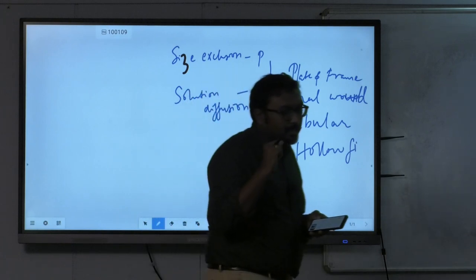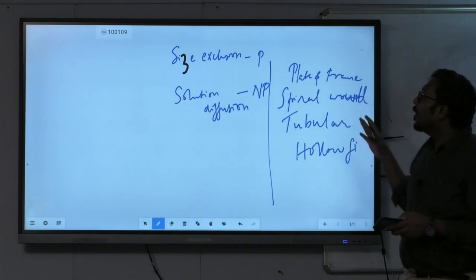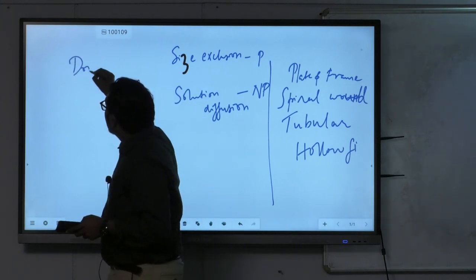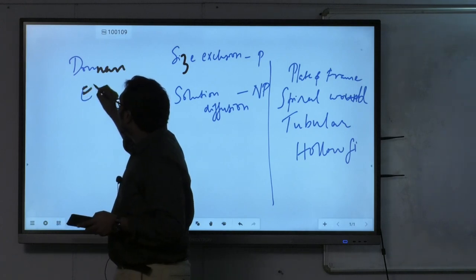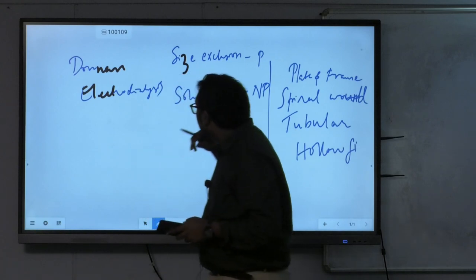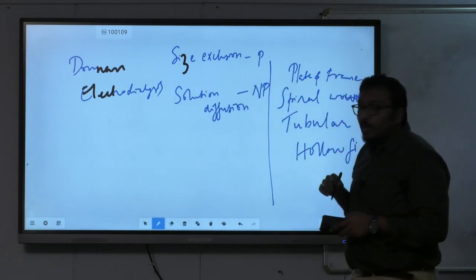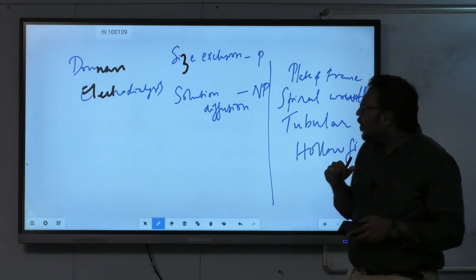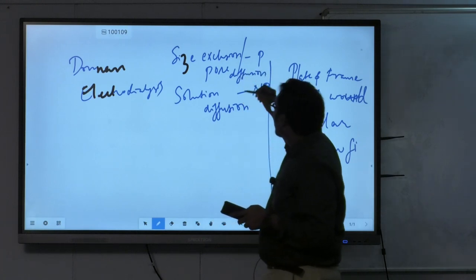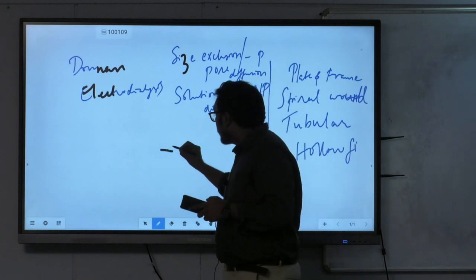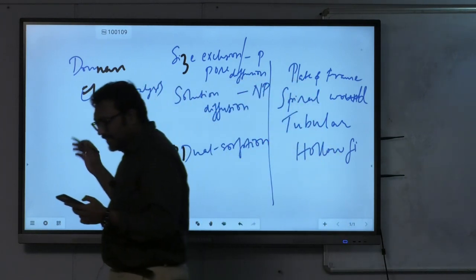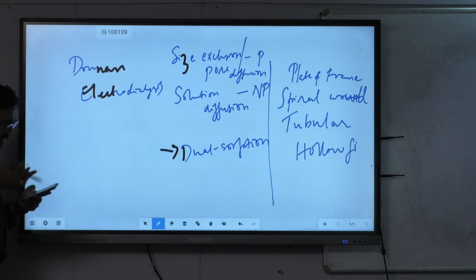Donnan exclusion is okay, but that is not a mechanism of a pressure driven process. Donnan exclusion is charge based, especially used for electrodialysis. Pore diffusion is the same as size exclusion, so this is also sometimes known as pore diffusion. There is a dual sorption theory by Paul and Koros, that you can check. That's fine. But these are the two main ones. I don't want to go into that.